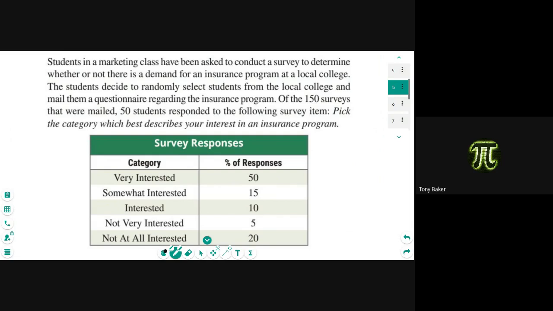Some statistics classes actually have you do actual studies. I used to. It just takes a lot more time and doesn't really get you the answers you want out of it. So if an economics class here decided to do a survey, they would have just randomly picked 150 students from the college and sent it out. It wouldn't necessarily have anything to do with that marketing class. Yes, they're conducting the survey. They're not taking it, they're conducting it.